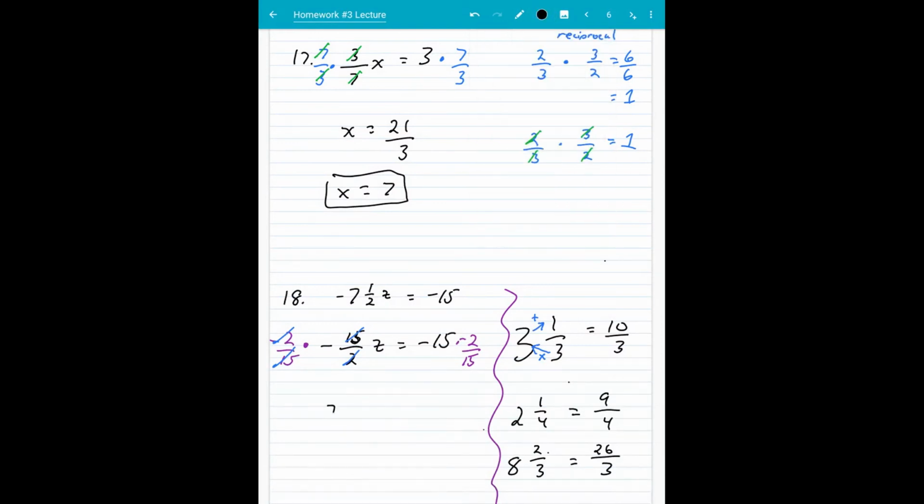z equals. Now let's look at this. Negative times a negative will make a positive. We know we're going to get a positive answer. You can see the 15s cancel out, so you'll just be left with a positive 2 as your final answer.